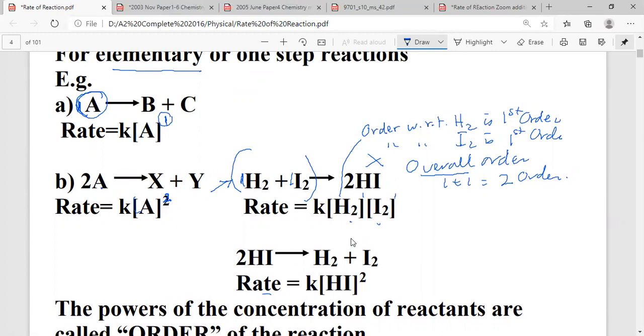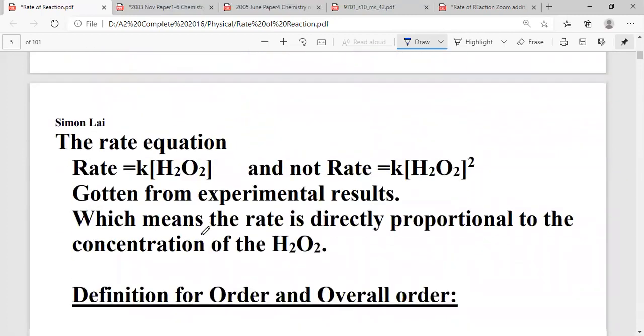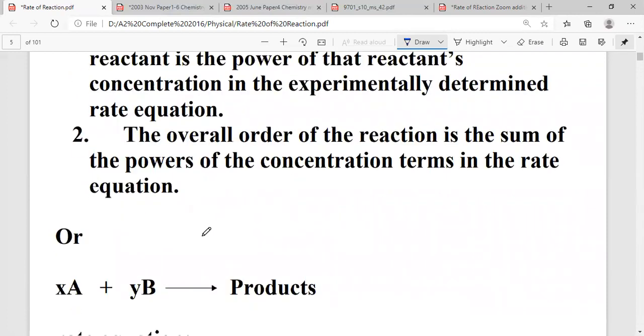They tell you, okay? Of course, there are other hard things they'll ask you. So if you don't know whether it's a multi-step or you assume it's a multi-step, how do we know how the concentration will affect the rate? You use experimental results. Very important now. Experiments. I'm going to go straight to the example.